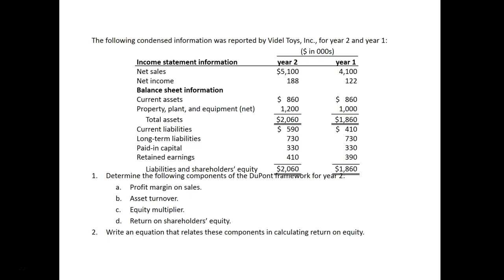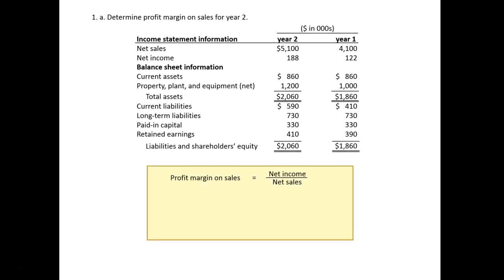Next, Vidal Toys shows information for year 1 and 2. We're going to take the following components of the DuPont framework to calculate our profit margin on sales, our asset turnover, our equity multiplier, our return on shareholders' equity, and then write an equation that relates these components in calculating our return on equity. So, as you see here for profit margin, we're going to take our net income and divide it by net sales to come up with 3.69%.